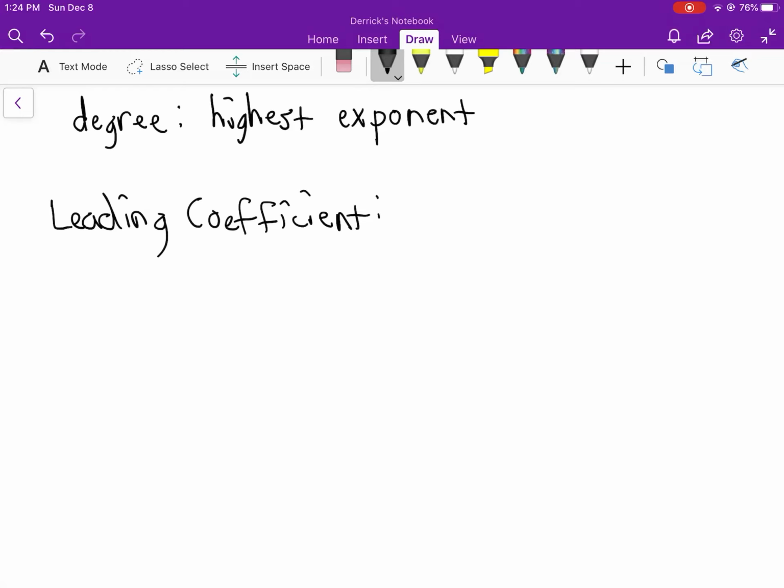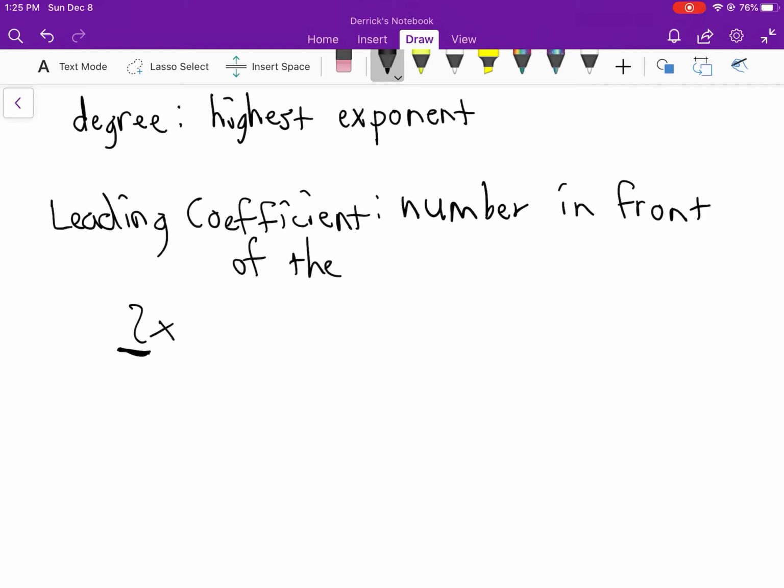Leading coefficient, remember a coefficient in general is the number in front of the variable, right? So if we've got like a 2x, then this 2 is our coefficient. The leading coefficient specifically is that number in front of the variable with the highest exponent. So it's not just a number in front of the variable. It's specifically the number in front of the variable with the highest exponent.